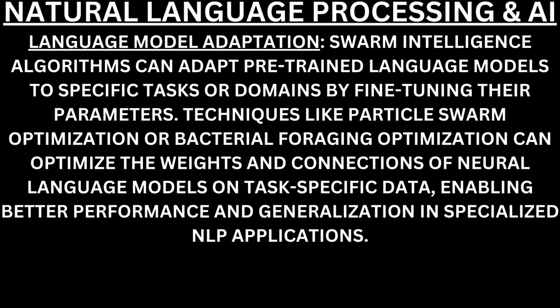Techniques like particle swarm optimization or bacterial foraging optimization can optimize the weights and connections of neural language models on task-specific data, enabling better performance and generalization in specialized natural language processing applications.